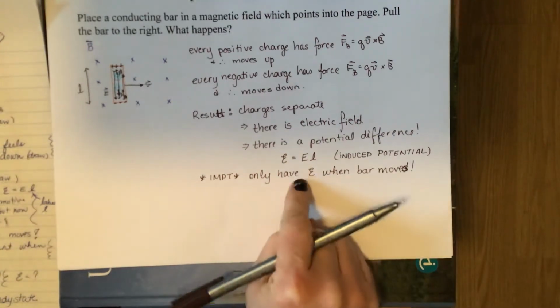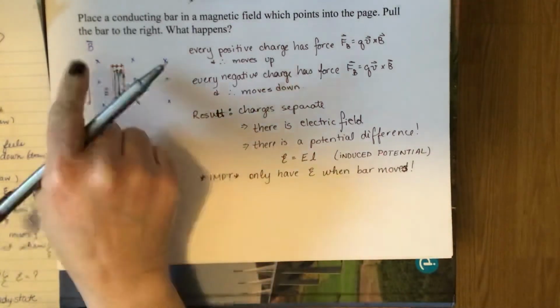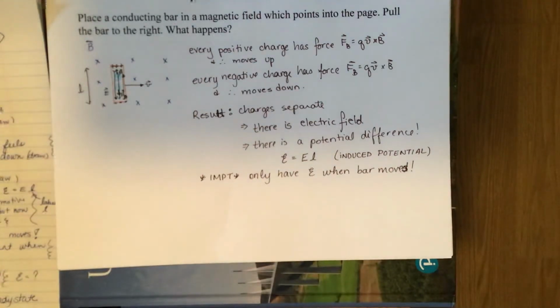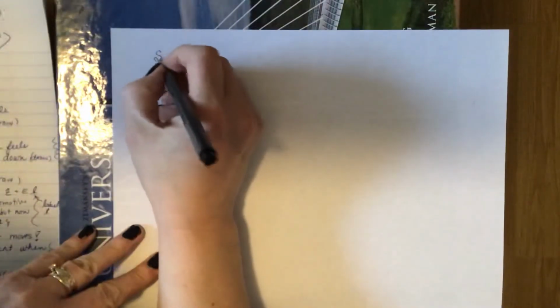So the next thing we'll ask is, can we figure out how big this EMF is, how big this potential difference is, as a function of that magnetic field? Let's see if we can sort that out. Rather than work on that bar again, I'm going to redraw that bar. Maybe I'll even grab a fresh piece of paper. So let's ask, what is the size of our potential difference?